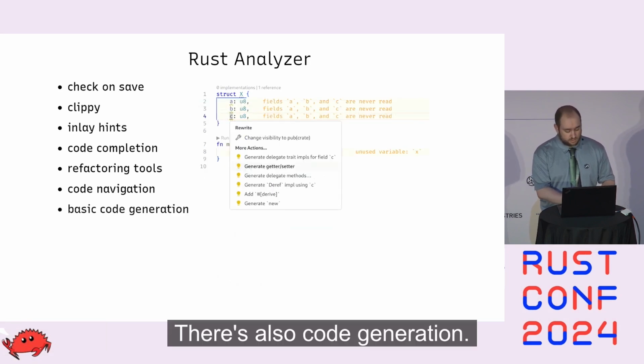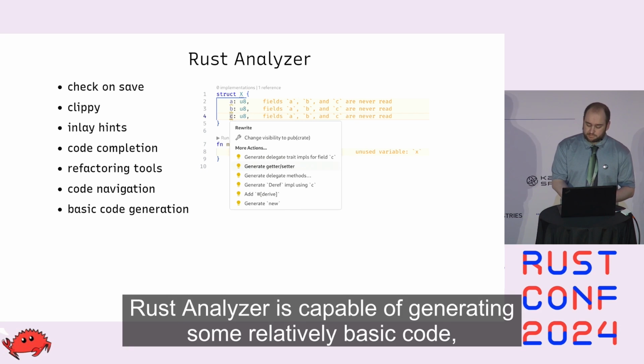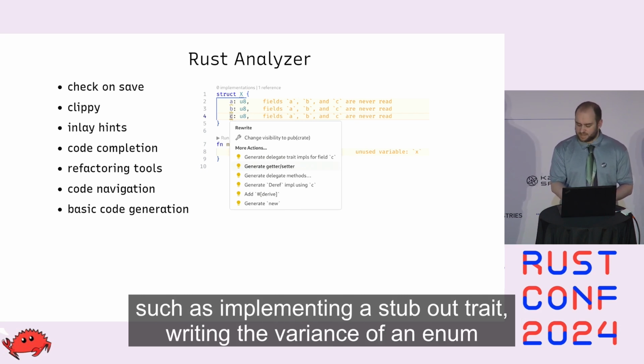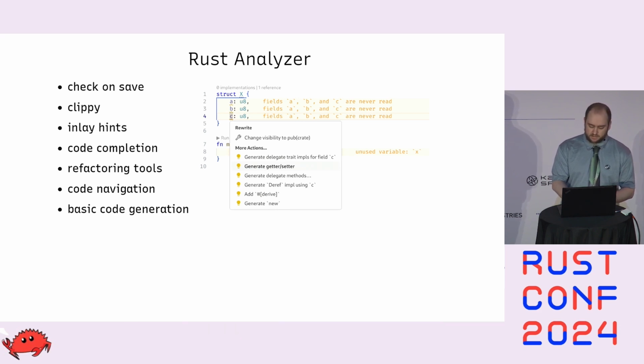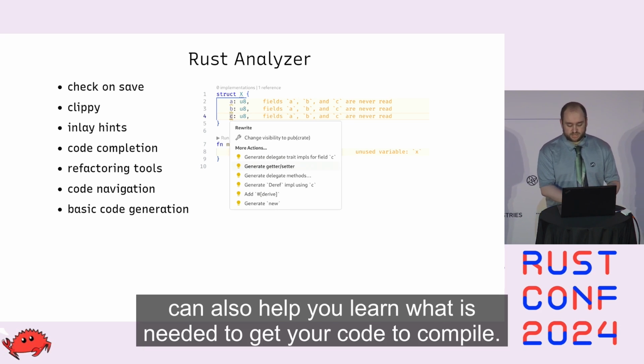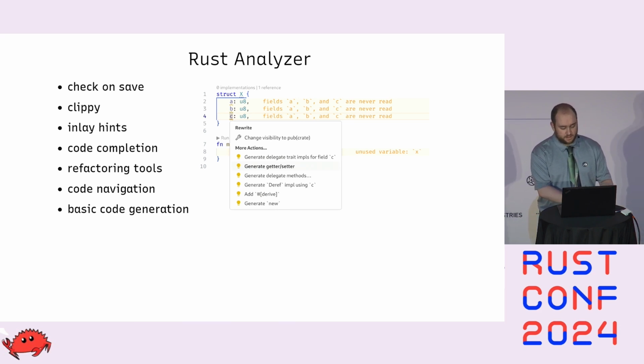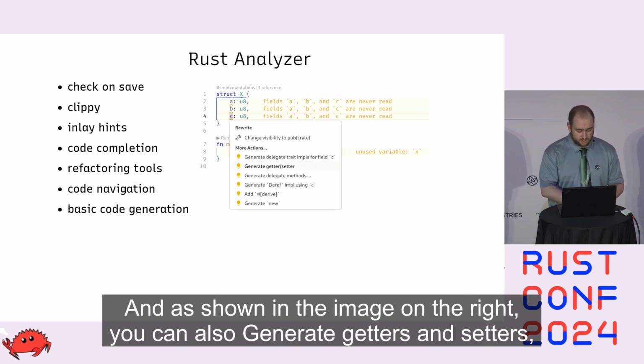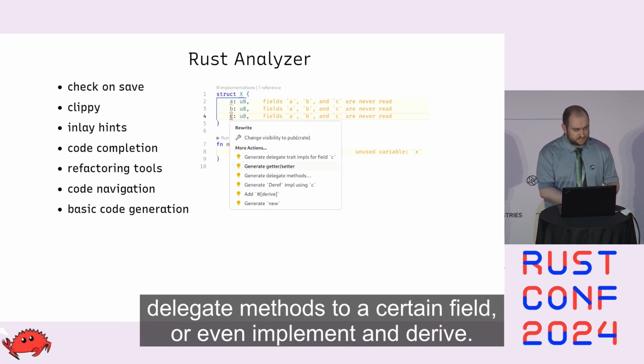There's also code generation. Rust Analyzer is capable of generating some relatively basic code, such as implementing a stubbed out trait, writing the variants of an enum in a match statement. This saves some time when writing boilerplate code, can also help you learn what is needed to get your code to compile. And as shown in the image on the right, you can also generate getters and setters, delegate methods to a certain field, or even implement a derive.